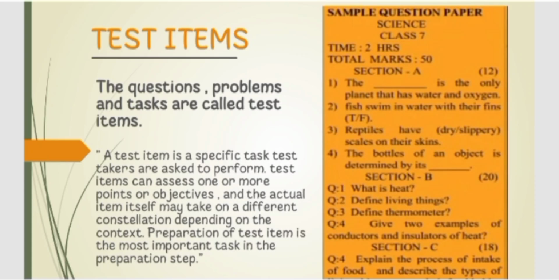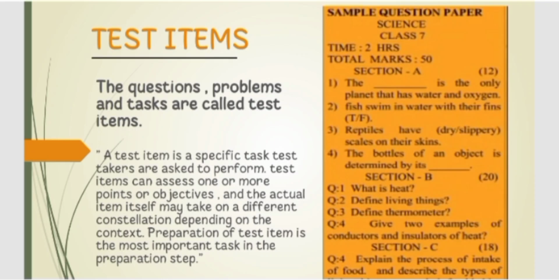Now, what is a test item? First, we have to know what a test item is. The questions, problems, and tasks are called test items. Here I made a sample question paper in which I mention all types of test items. In section A, first is MCQs: the dash is the only planet that has water and oxygen. Second, fish swim in water with their fins, true or false. Section B, first question is what is heat, define living things, define thermometer, and then we explore section C.